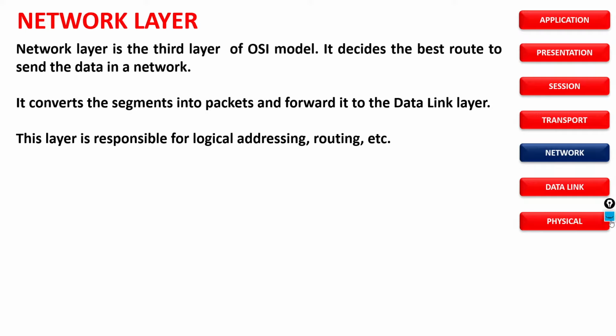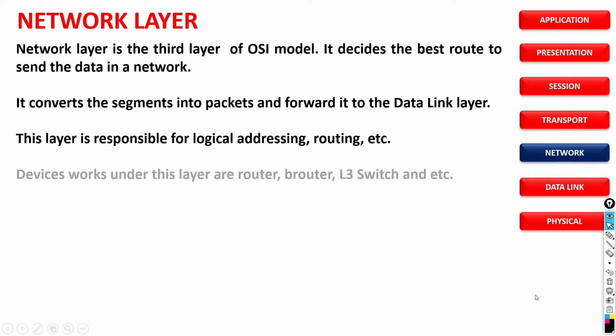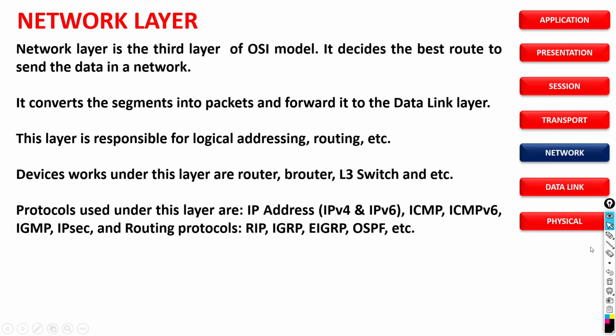Next, the devices that work under the network layer are router, layer 3 switch, etc. This is a very important question, so take a note. What are the devices that work under the network layer? Routers, layer 3 switches, etc. Next, the protocols used under this layer are IP, that can be both IP version 4 or IP version 6. It is ICMP, Internet Control Message Protocol, ICMPv6, IGMP, IPsec, and routing protocols such as RIP, IGRP, EIGRP, OSPF, etc. Done.